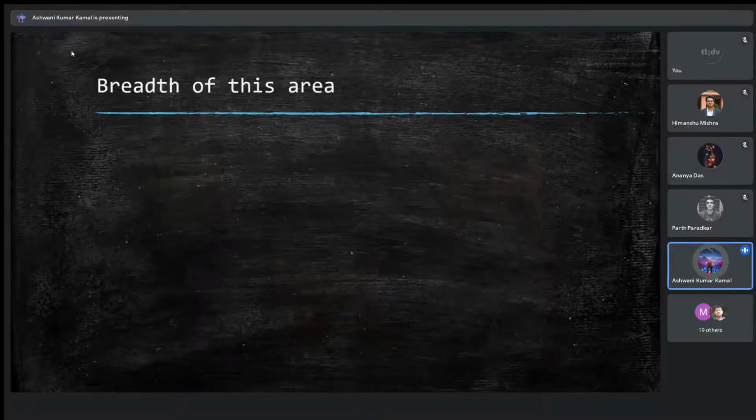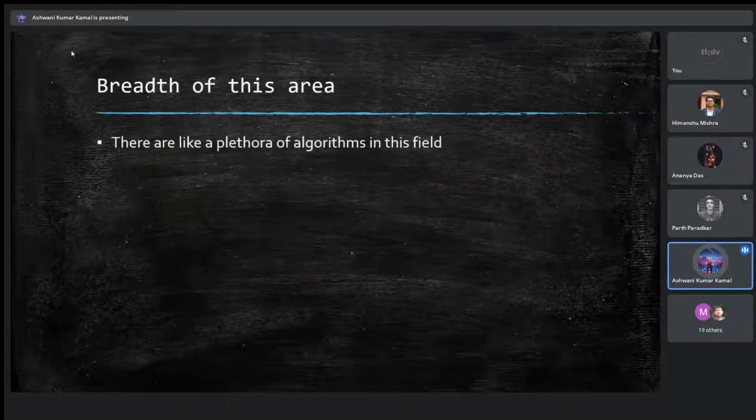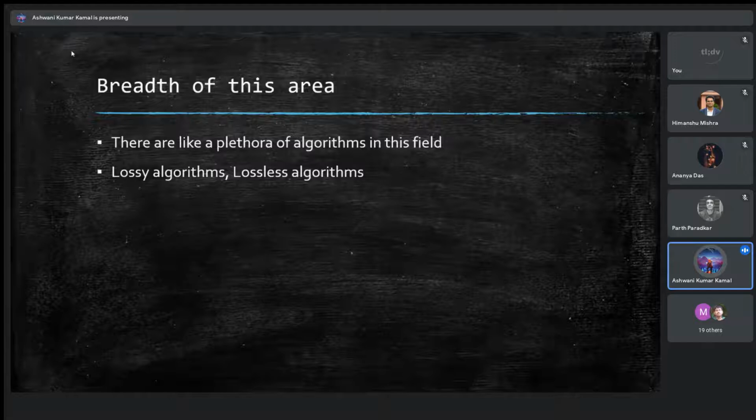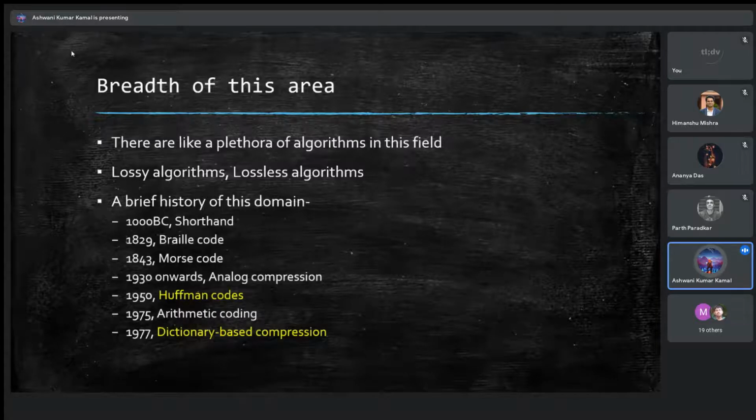Okay, so what is the breadth of this area? There is a plethora of algorithms already present in this field. There are both lossy algorithms and lossless algorithms. In a brief history, you can see that shorthand was developed in 1000 BC, and then Braille code, and then Morse and onwards, analog compression. The two algorithms which I'll be discussing in this lightning talk will be Huffman coding and dictionary-based compression. I had included arithmetic coding also, but then I thought that this presentation would become very big and boring because I'd be talking about many algorithms.